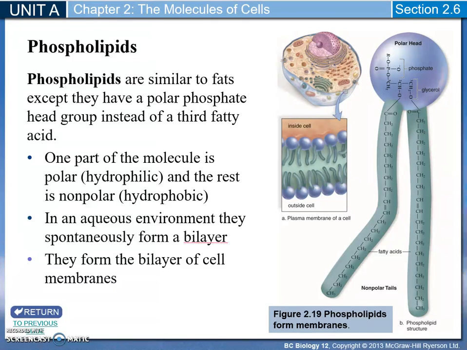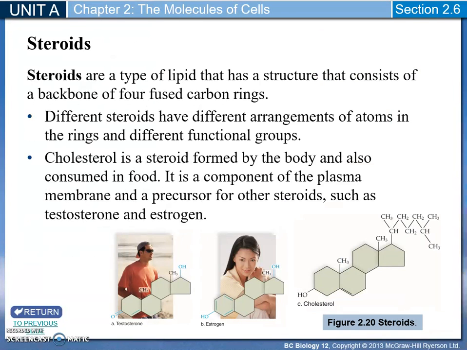And then we have steroids. Steroids are a type of lipid, and their structure consists of a backbone of 4 fused carbon rings. And you can see a diagram of that there in the bottom right. Different steroids have different arrangements of atoms in the rings and different functional groups. So cholesterol is a steroid as well.